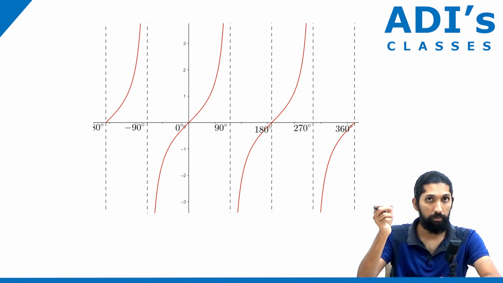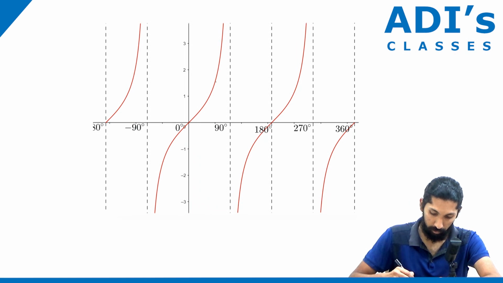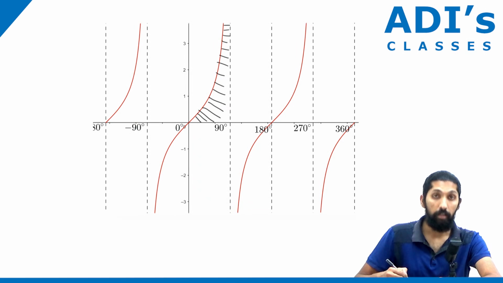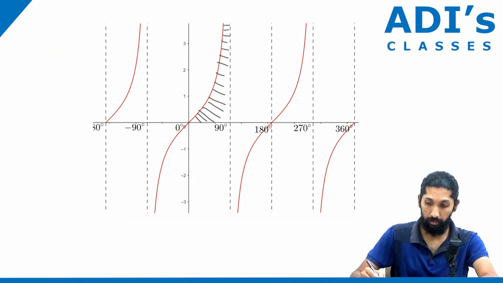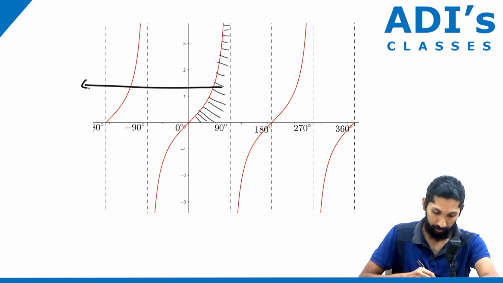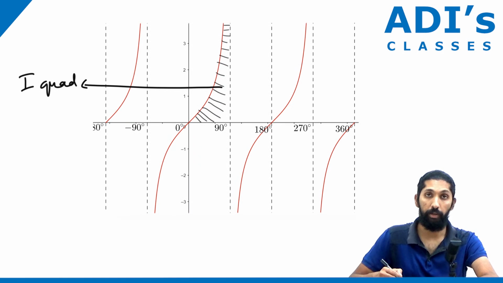Tan 0 is 0. Now again, we'll look into the quadrant part first. 0 to 90 is the first quadrant and tan is positive. So that is given by this entire thing. This is the first quadrant here. We'll write it here. This is the first quadrant and this is positive. Now in the second quadrant, it's negative.